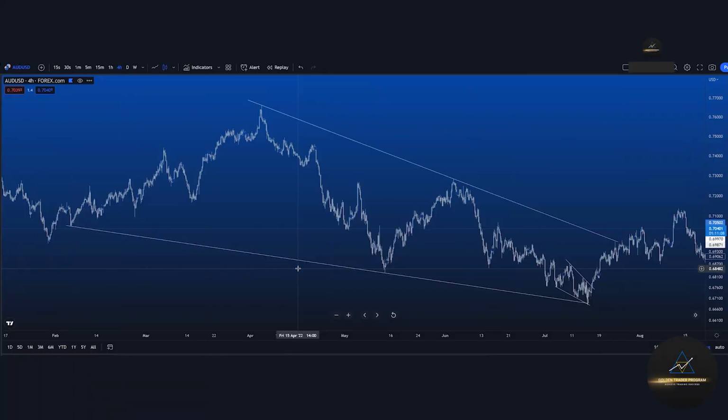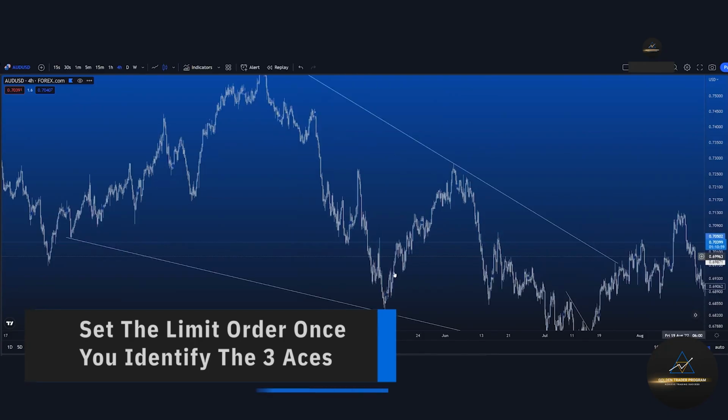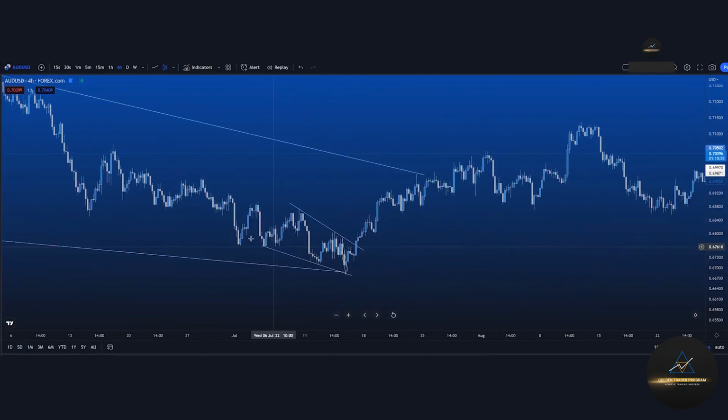Okay, let's look at the three aces and when to set your limit order. It's the same concepts and the same principles as the boomerang. You set the limit order the moment you can identify the three aces. It's very, very simple. So if we look at this three aces example, we don't set the order until you see the valid three patterns coinciding with each other, right?